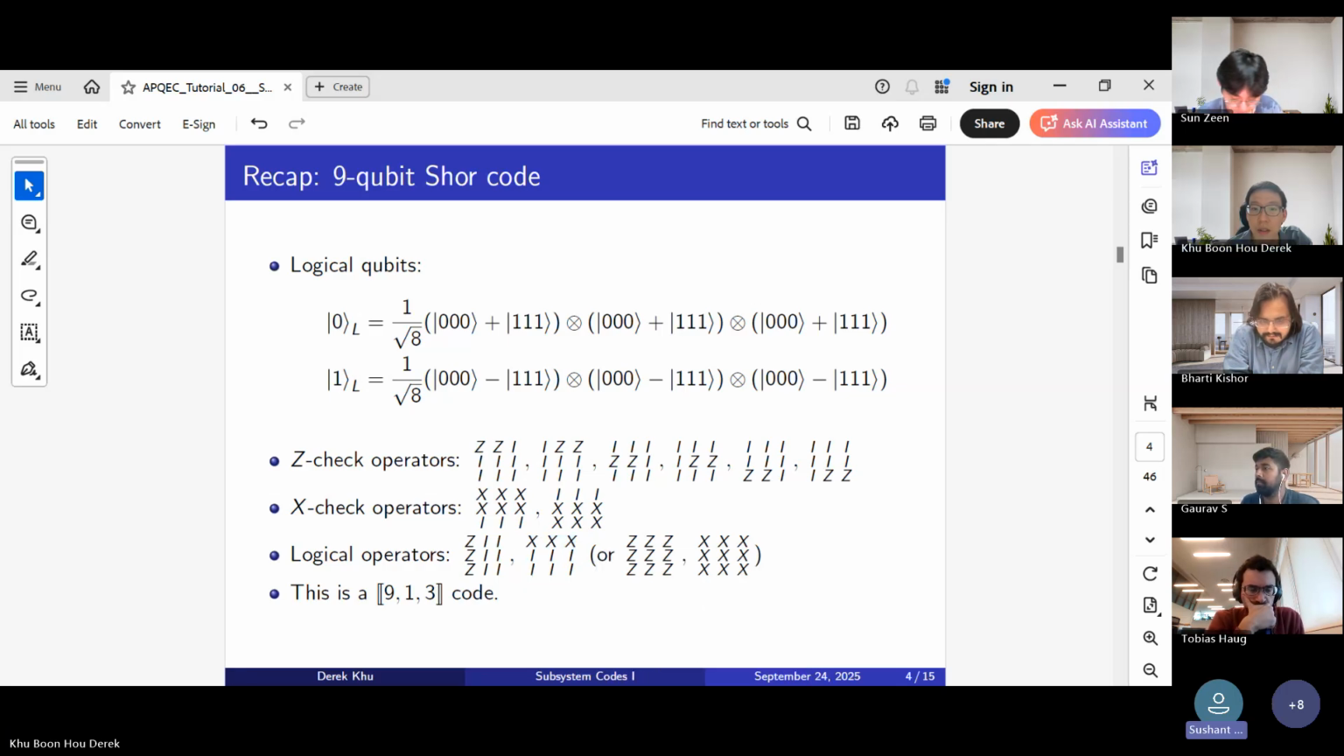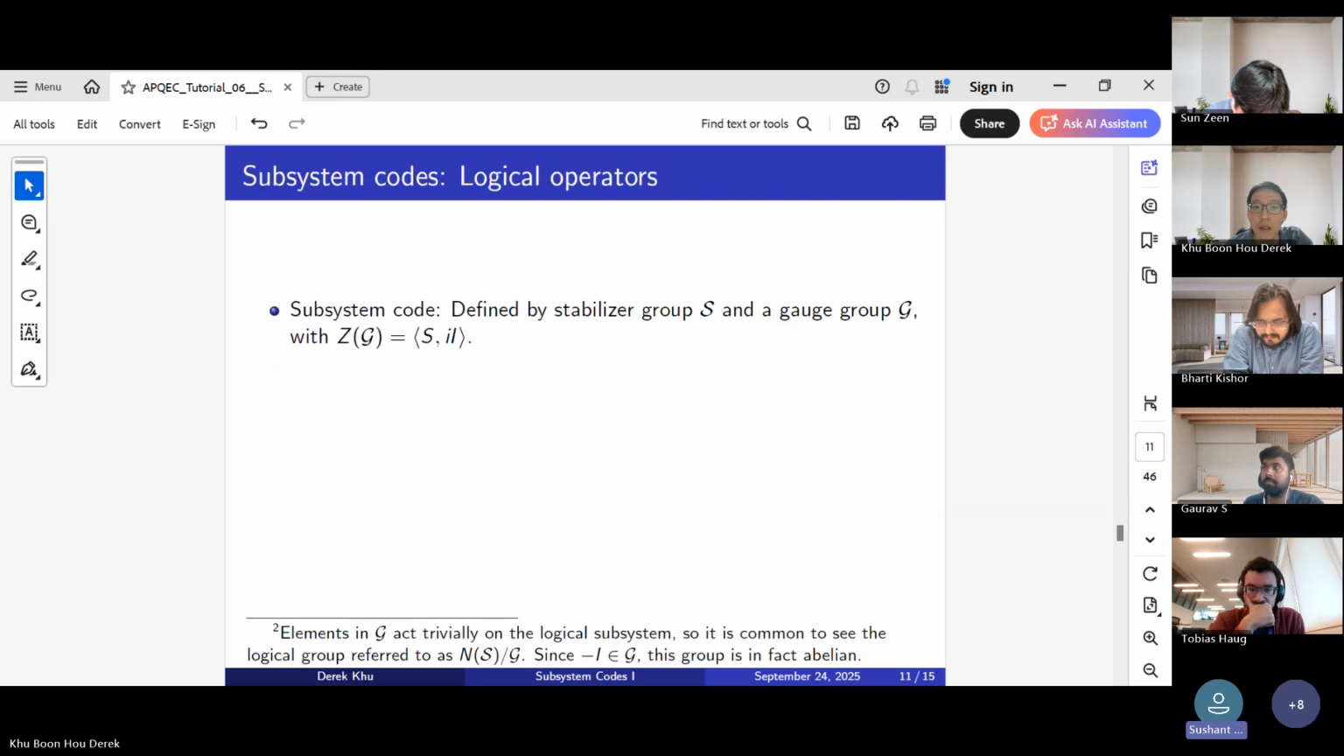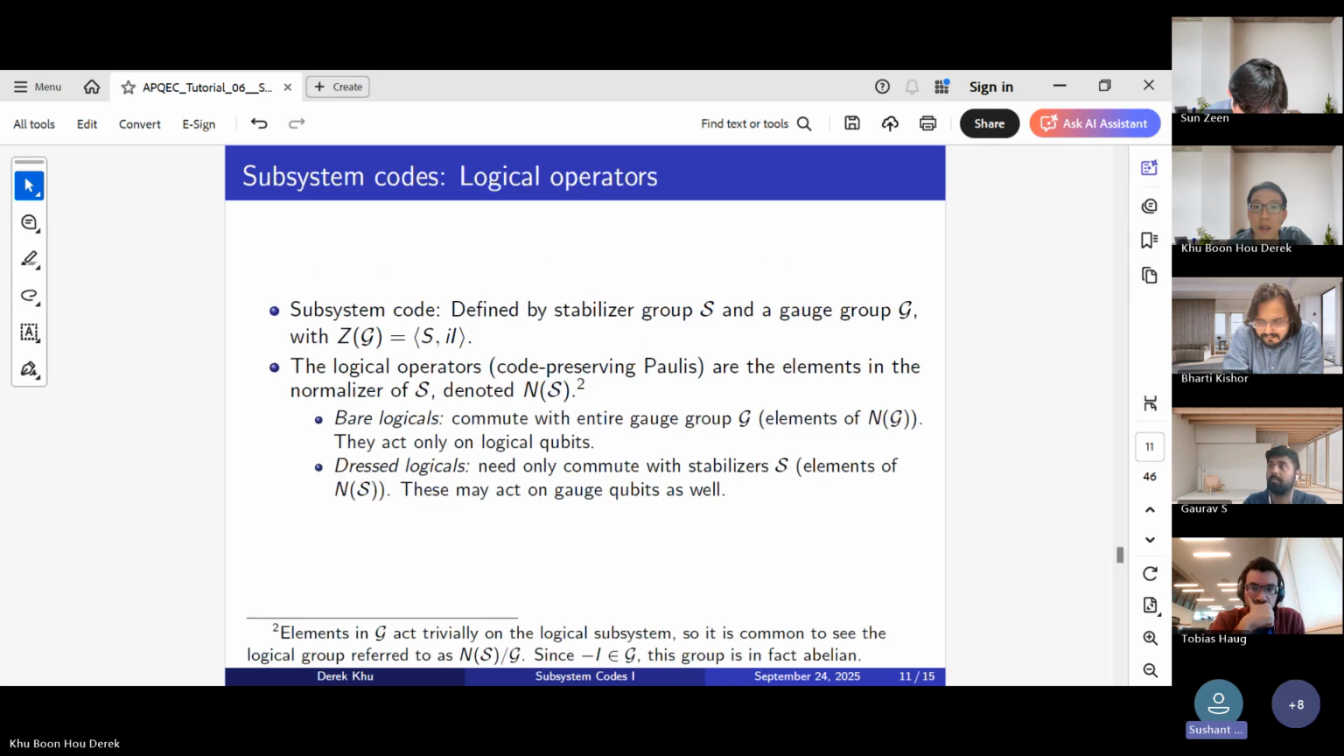First of all, thank you for this amazing tutorial. I actually wanted to know more about those bare logicals and dressed logicals, because eventually we will be measuring the gauge qubits, so we'll be losing that information. So do we really need the dressed logicals in our complete operation, the encoding, error correction, and decoding?